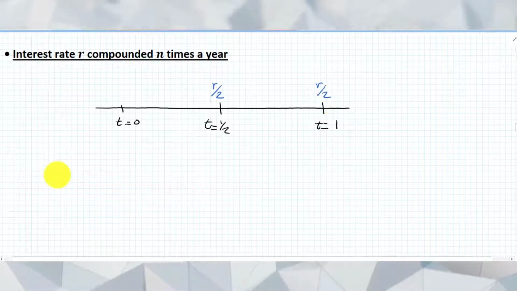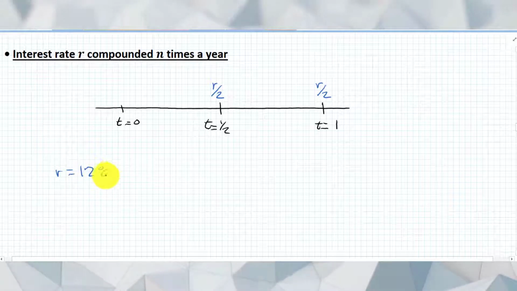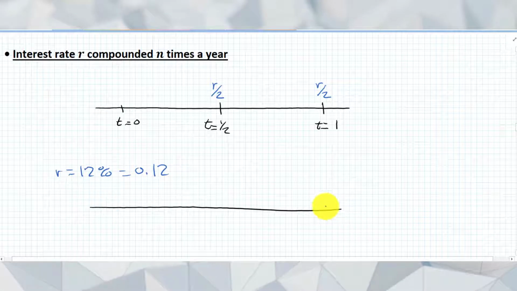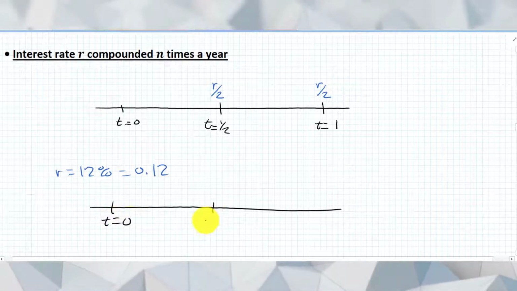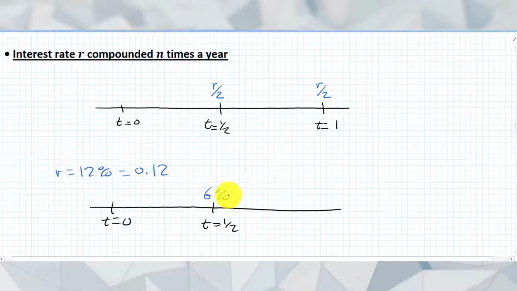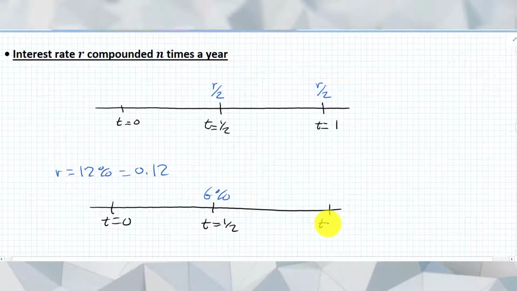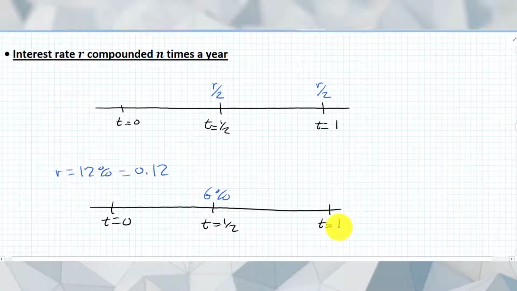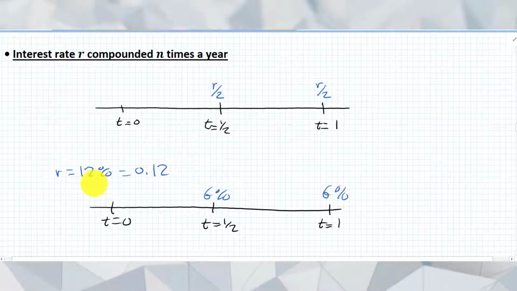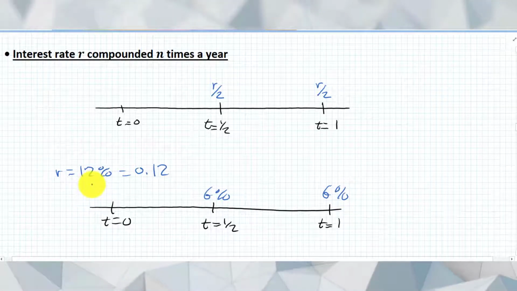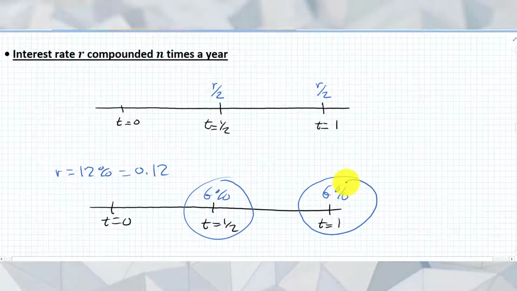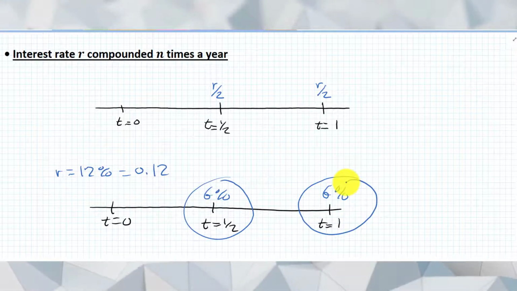Concretely, for example, if you take R equals 12%, which is 0.12, then at the end of the first 6 months, half a year, you're going to add 6%. And then at the end of the year, which is another 6 months, that's a second compounding period, you will add another 6%. This is how you compute 12% yearly compounded twice a year. All right, let's look at another model before we generalize.